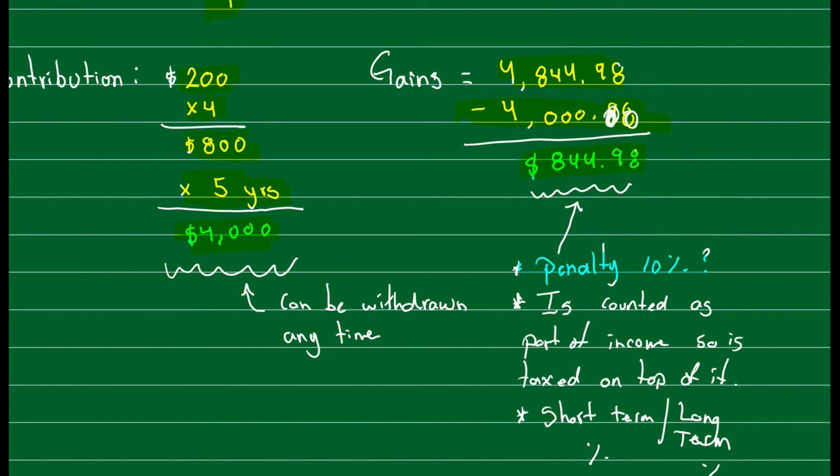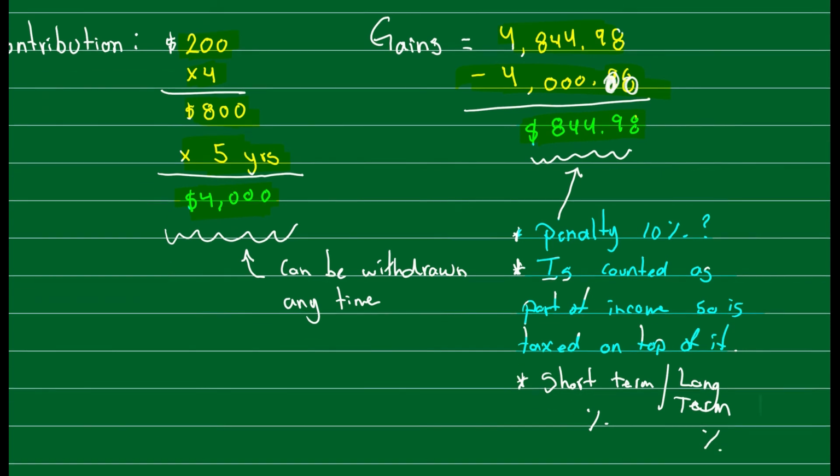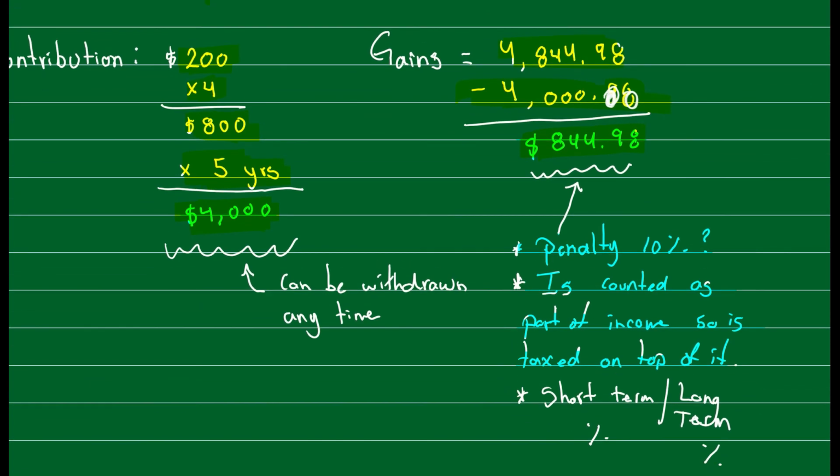Why do you have a penalty? Because that's what it is. And also, this 844 is counted as part of your income. So it'll be taxed at whatever rate you're being taxed on your current job or whatever income you have. And as I said, it depends if it's considered a short-term gain or a long-term gain. Each of those different ones get taxed at different percentages. Short term means that you left it to grow for less than a year. Long term means that it was growing for more than a year, and you pay lower taxes on those.